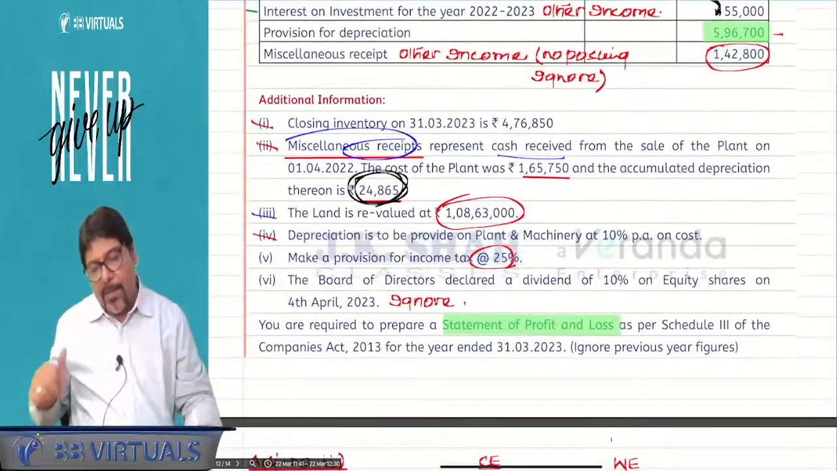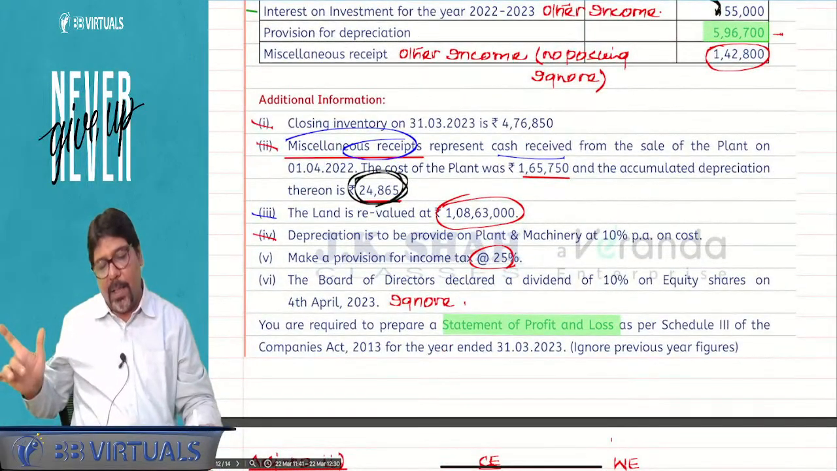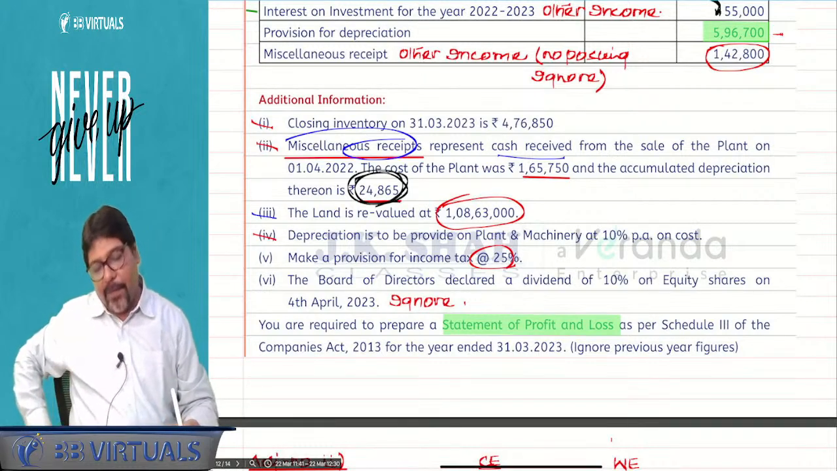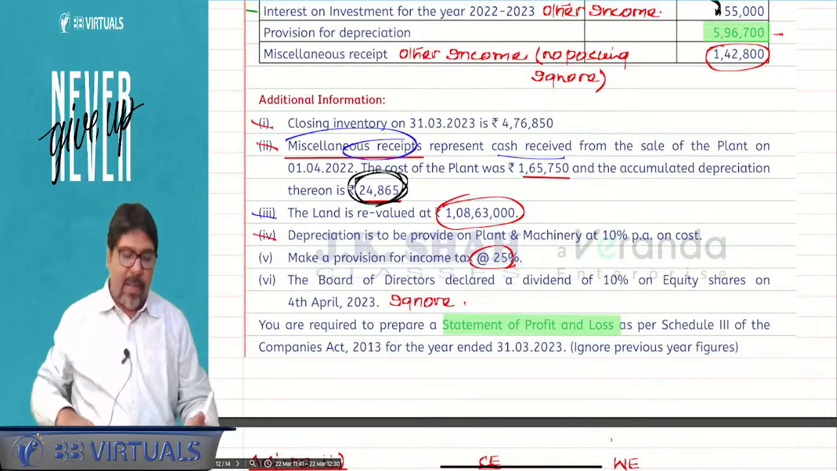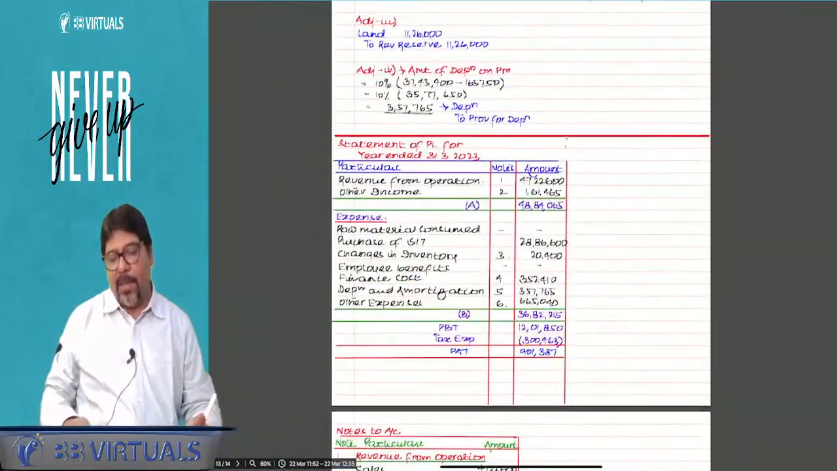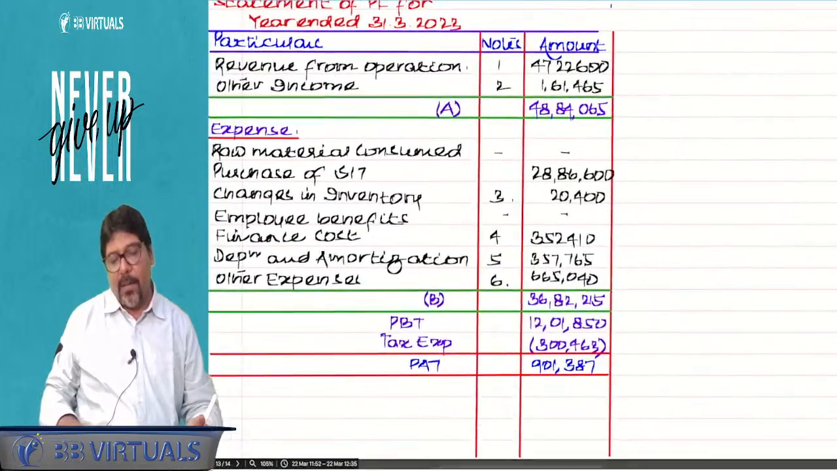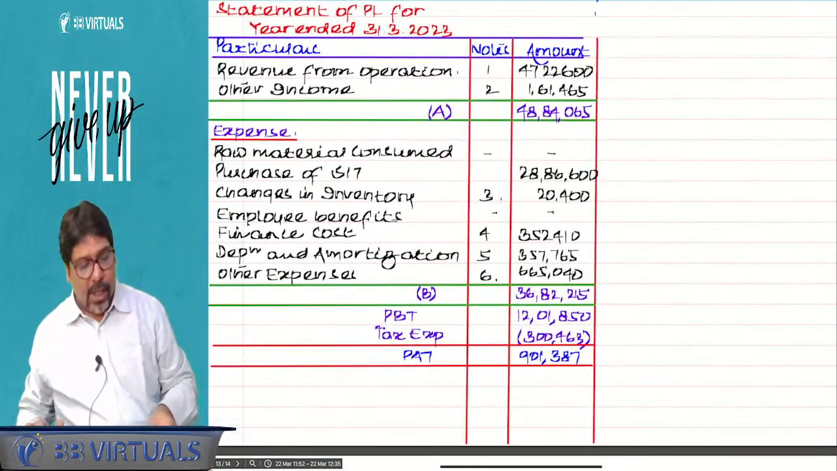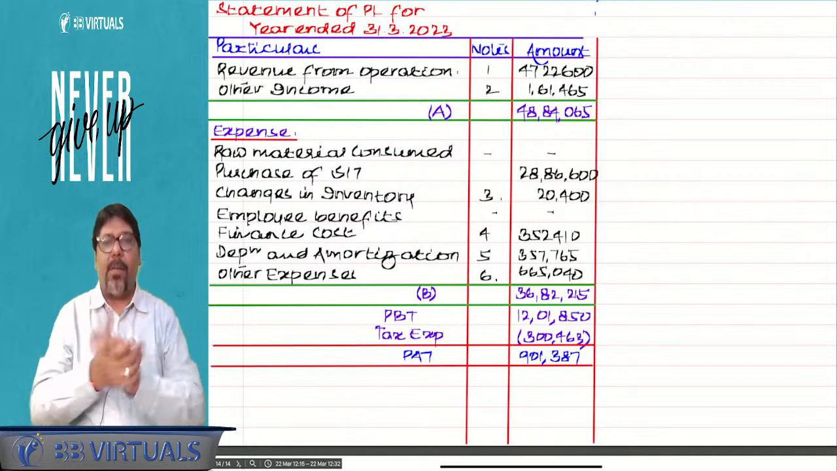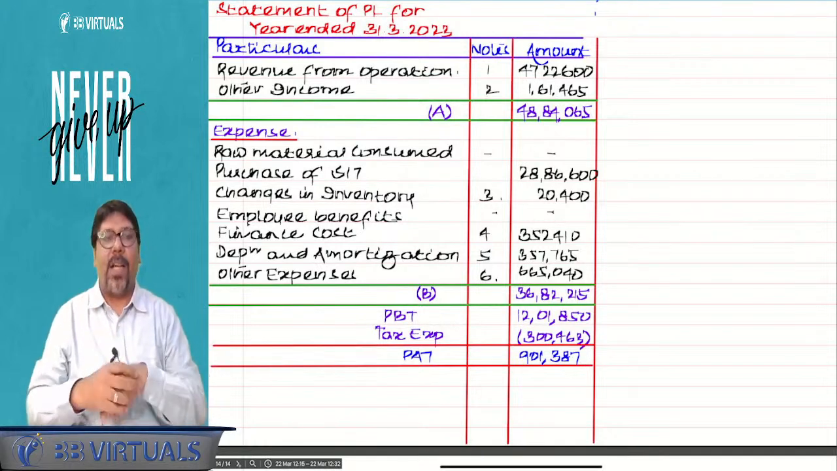Anything else left? Adjustment 1 done, 2 done, 3 will not impact PL, so I left it. 4 I have done, 5th I have done, 6th I have ignored. The entire sum is done. I am sure this is a PL account. How is it looking? Beautiful. Thank you so much. Shall we meet after the break now? Yes, sir.